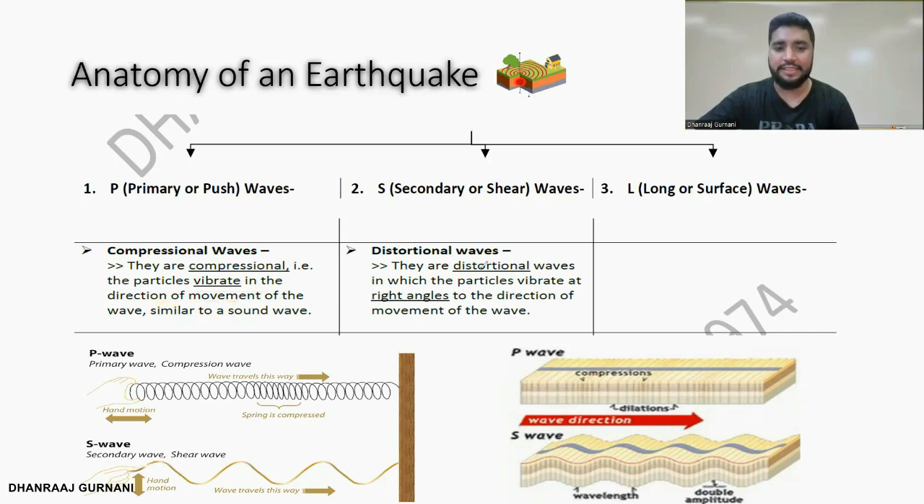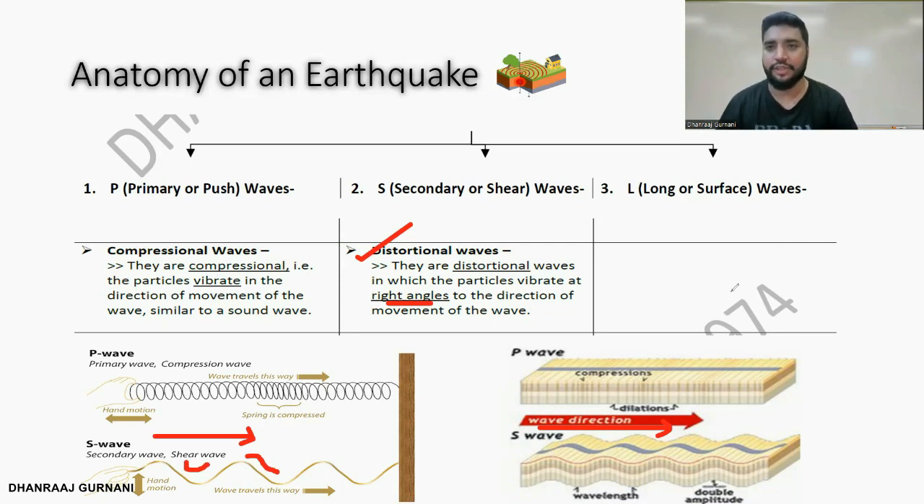Continuing the second one, S waves. They are distortional waves in which particles vibrate at right angles to the direction of the movement of the wave. Here is a photo. S waves are distortional waves. The particles vibrate at right angles to the direction of the movement of the wave. Here is one more image of S wave traveling like this. There is no movement given regarding L or surface waves in your syllabus.